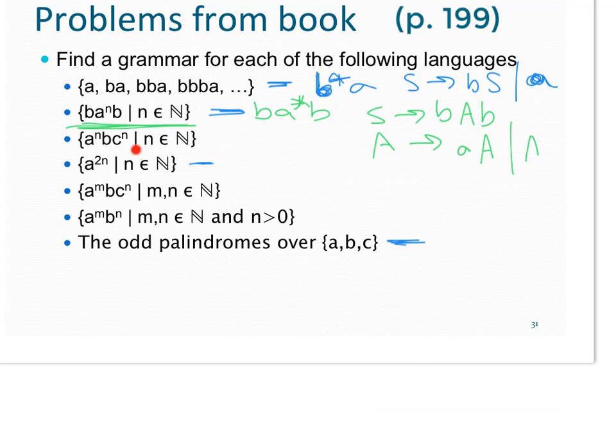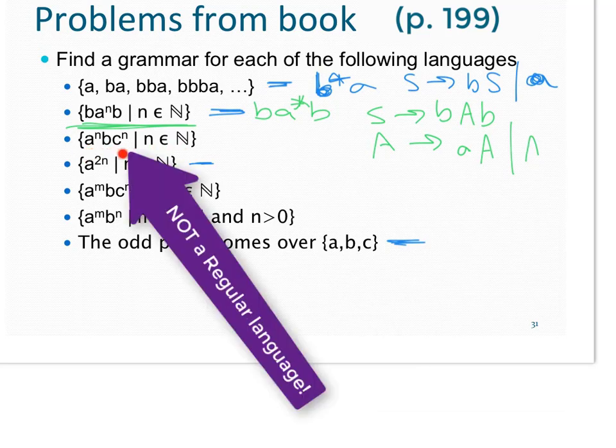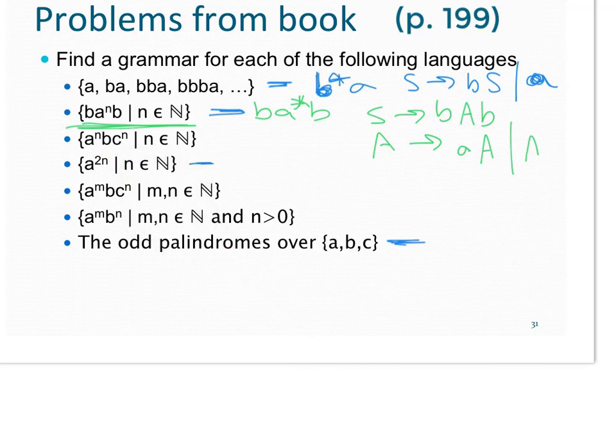Now this third language is not a regular language. It's got the A to the N, C to the N thing going there, so we need to have the same number of A's and C's. It's not a regular language, so we cannot make a regular grammar for it, but we can do a context-free grammar. So this is going to be something like this. S goes to ASC, or stick a B in the middle.